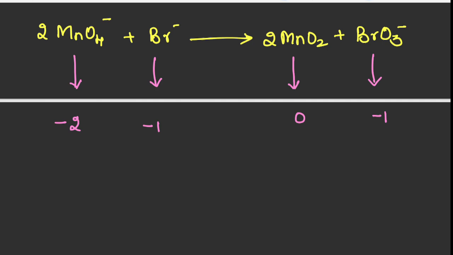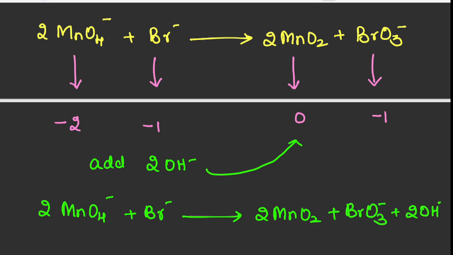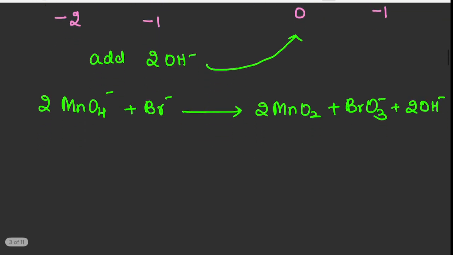Therefore here I have to add 2 times OH minus. Since it is basic medium, we have to add OH minus. If it is acidic medium, we have to add H plus. So here I'll be adding 2 times OH minus on this side. On which side will you add? You will add on this side. So therefore we can write 2 times MnO4 minus plus Br minus, giving rise to 2 times MnO2 plus BrO3 minus plus 2 times OH minus. Correct?